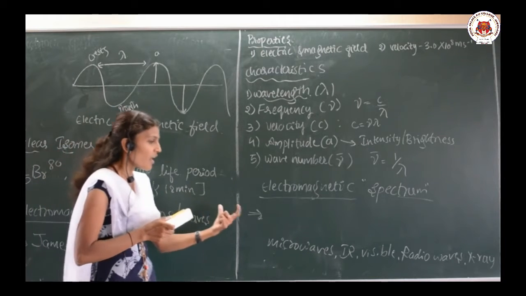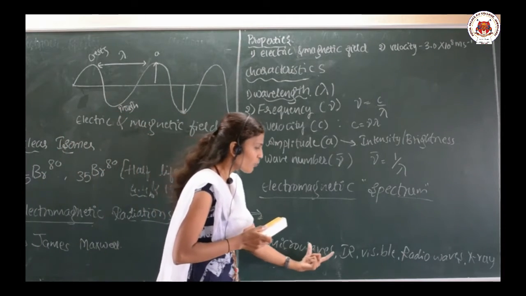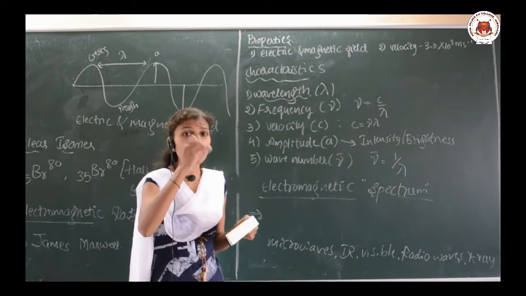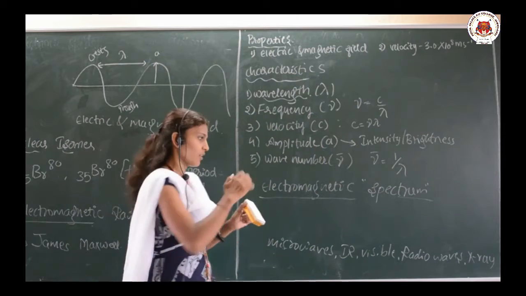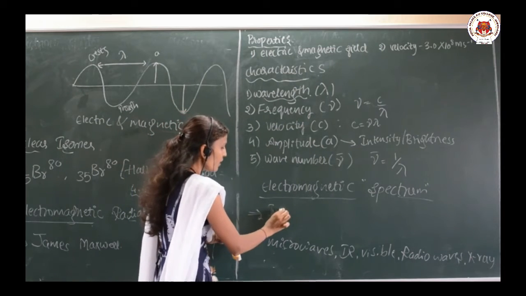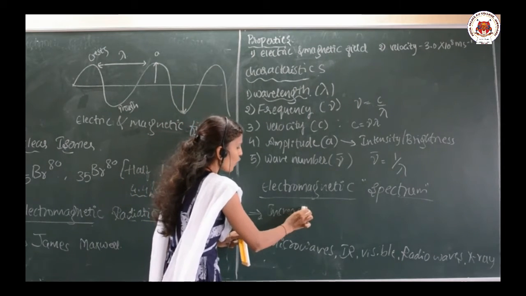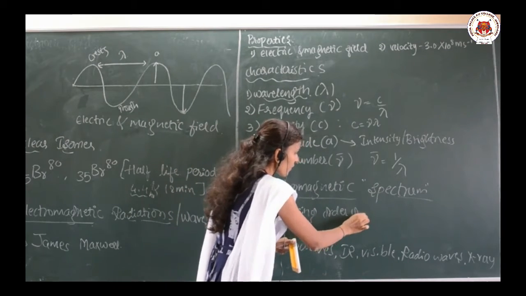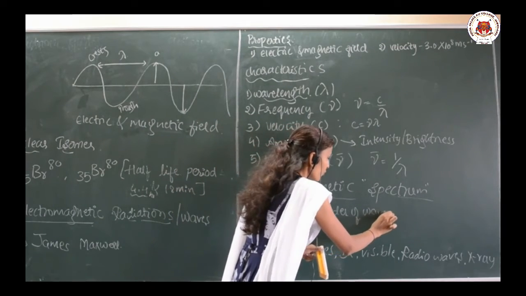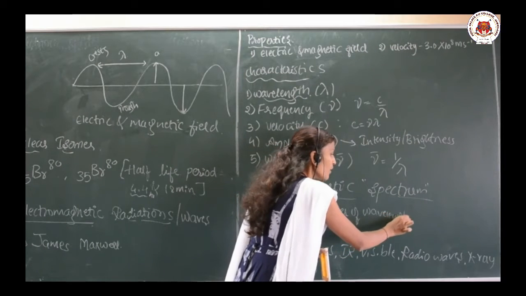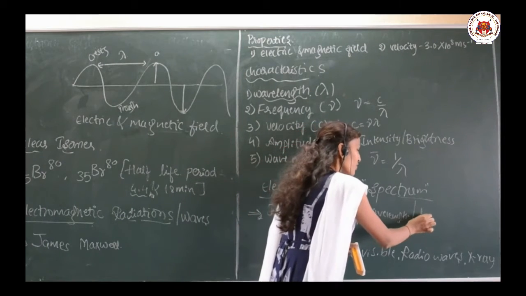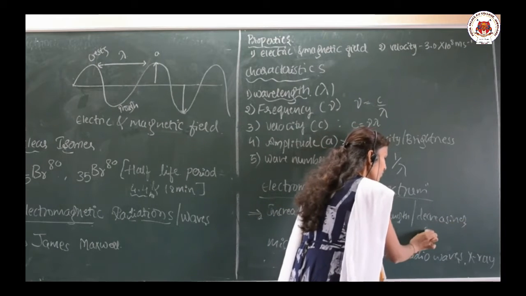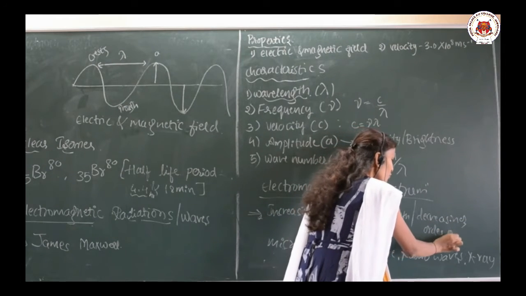That is, the arrangement of the different types of electromagnetic radiation in the increasing order of their wavelength. This is very important. In the increasing order of their wavelength or decreasing order of frequency.